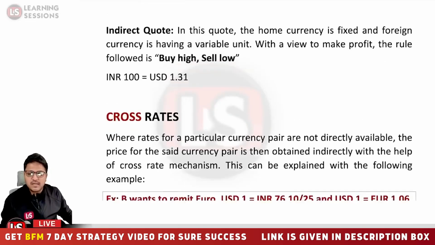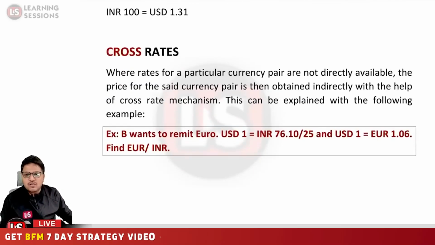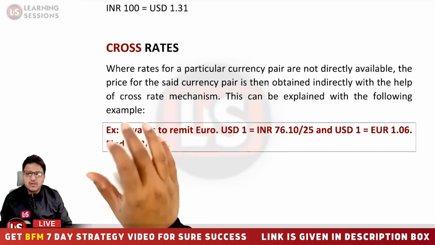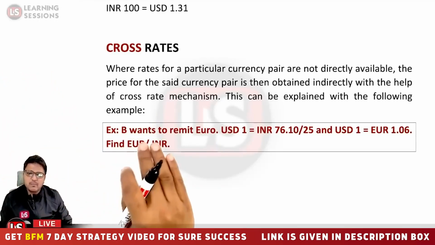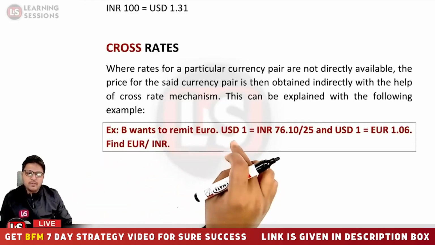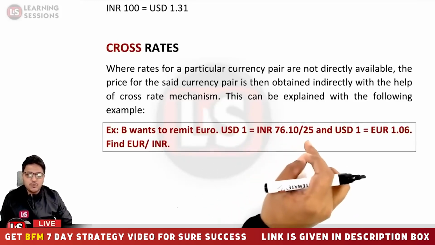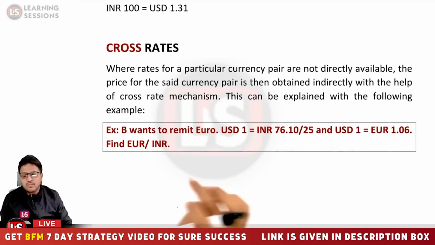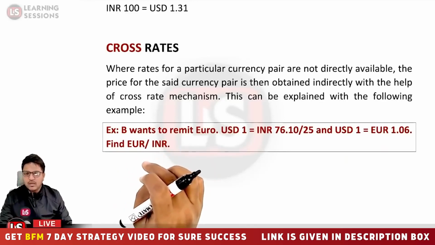Okay, so now let's move further. It is related to cross rate. Now, what is actually a cross rate? It may be the case that for a single currency pair, you are not able to calculate the prices. Let me tell you with an example. Over here, it is given that B wants to remit euro. The two-way quotation is given as USD 1 is equal to 76.10/25, and further USD 1 is equal to euro 1.06. We need to calculate the euro to INR price. Now there is no direct quote.